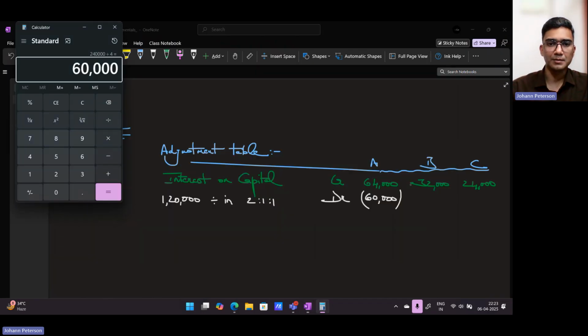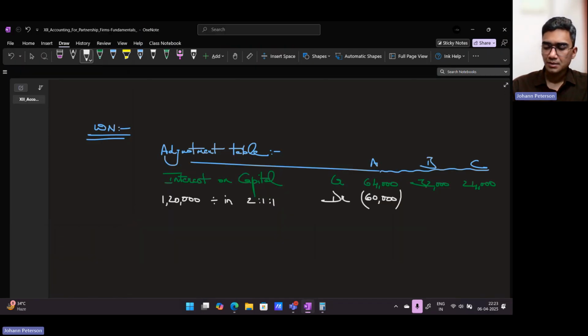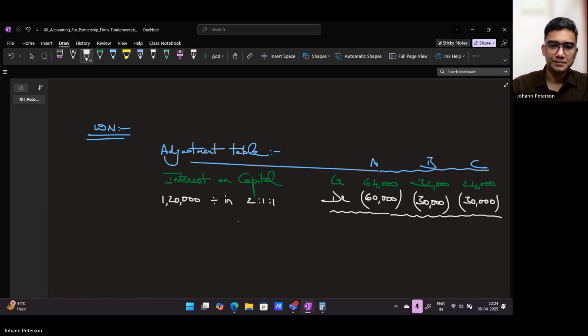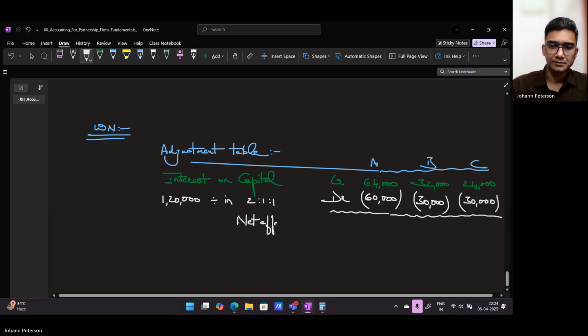For the second partner, it will be, I suppose, 30,000. So you can work it out. It will come out to be 30. And the third one also, it is 30. Now what we do is we calculate our net effect.